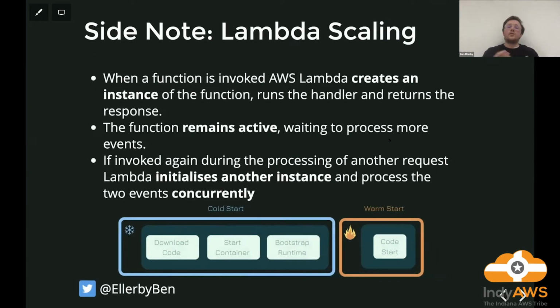Now, I mentioned before briefly about cold starts and warm starts. For those of you who haven't come across these terms before, when a function is invoked, AWS creates what's called an instance of that function that runs the handler code, the piece of application code you've written, and returns a response. Now, that function instance will remain active, waiting to process more events. And it's not particularly scientific, but at some point it will no longer be active. If it keeps getting triggered, it's going to stay warm and be as fast as it can be. But at some point it'll become cold again.